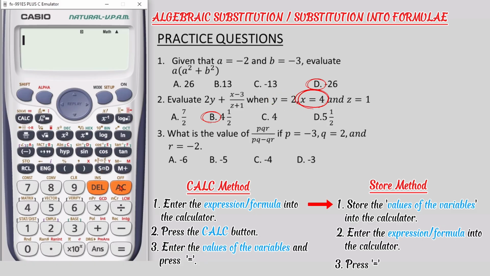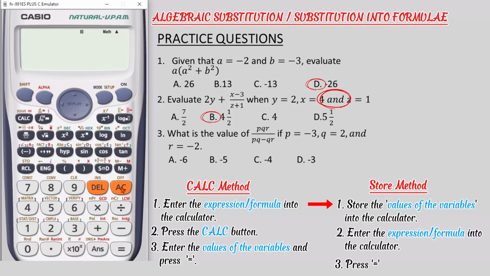Next, I store x equals 4 into the calculator. So I first enter 4. Next, I activate STO by simply tapping on shift and then RCL. And then I tap on the corresponding variable, which is x. So I tap on the bracket close sign to activate x. So I have stored x equals 4 into the calculator.